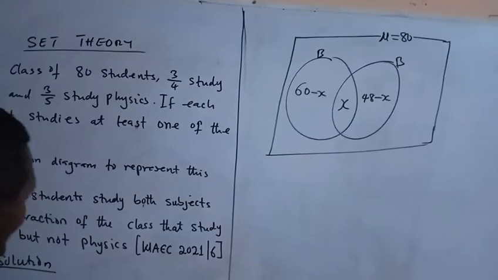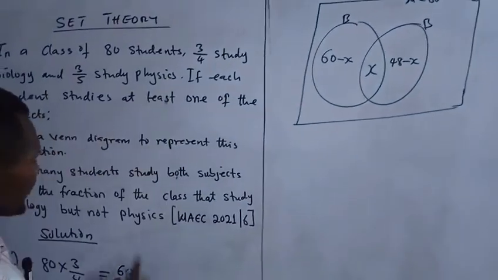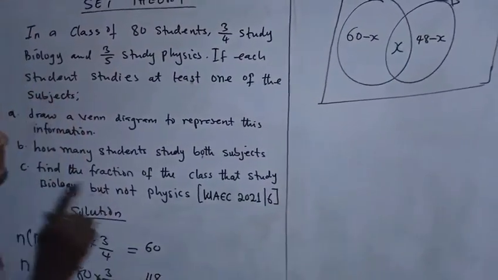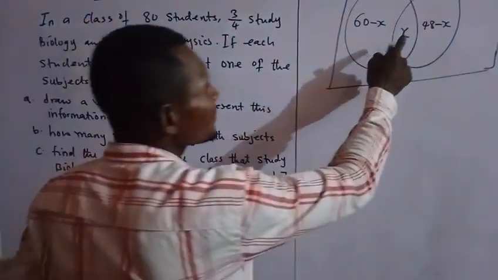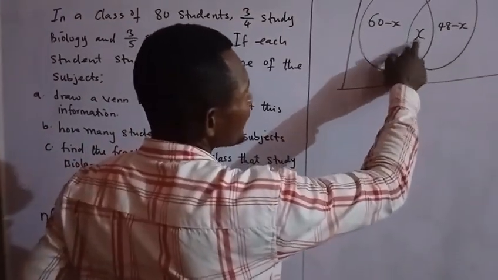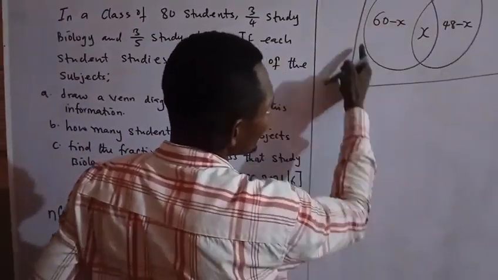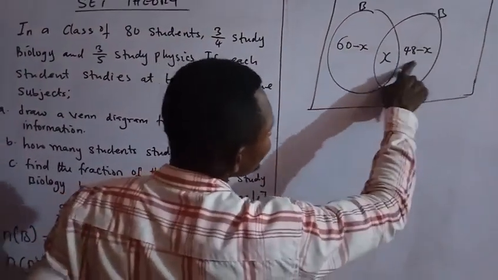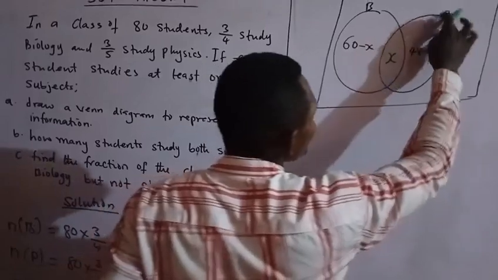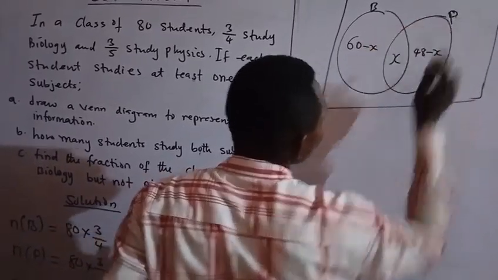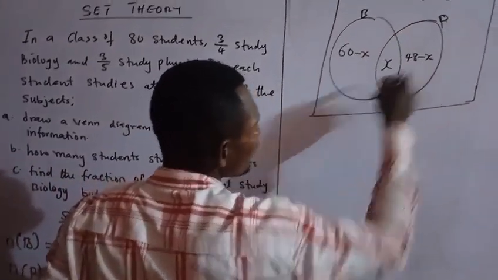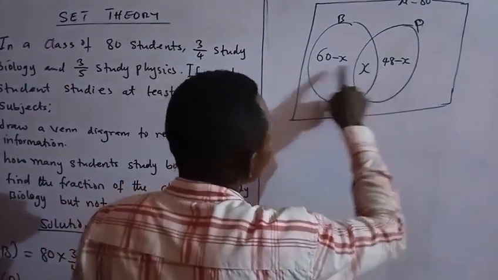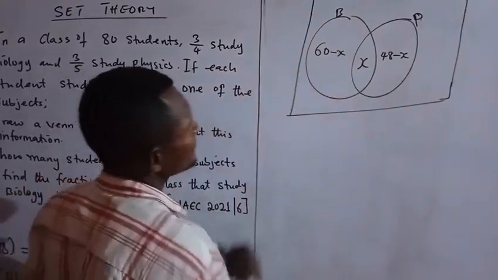We understand that when we convert the fraction, 60 students study biology and 48 students study physics. So now, since we don't know the number that is here, we are going to subtract, because the circle is from here, like this for biology, and the circle is like this for physics. So to obtain those that study physics only, this is P, physics, you have to subtract x from it. So that's why we have 48 minus x. That's why we have here 60 minus x.